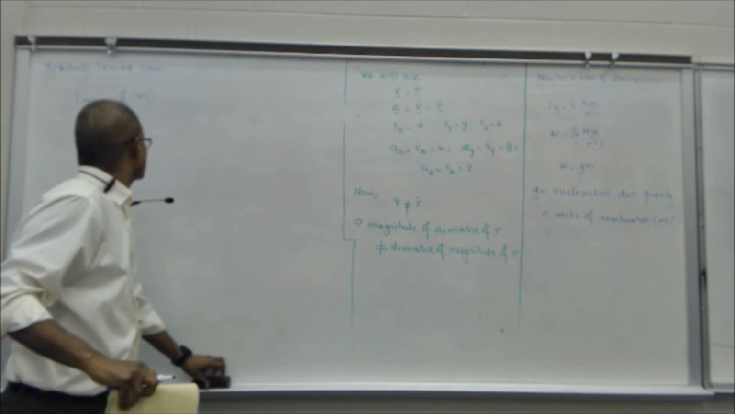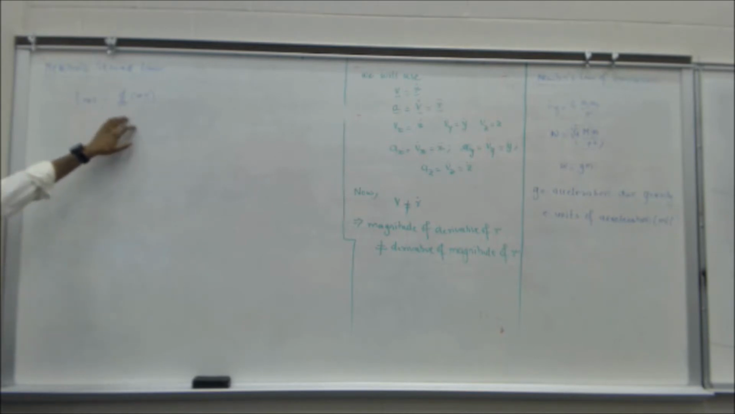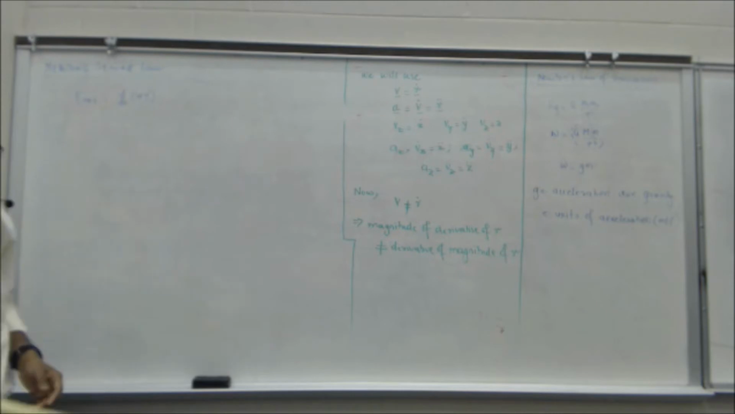So when you talk about rotational motion, what is this F? What is F called when you talk about rotational motion? It's torque. And what is this? This is angular momentum. So applied torque is equal to change in angular momentum. That's what you want to get. Okay.